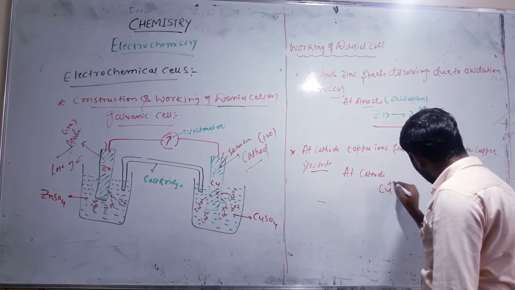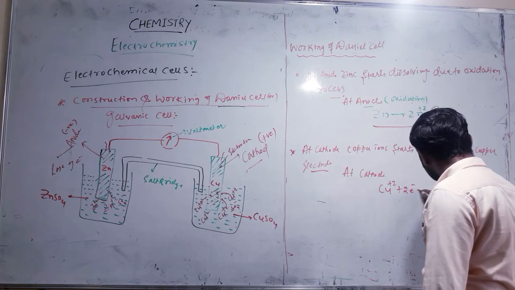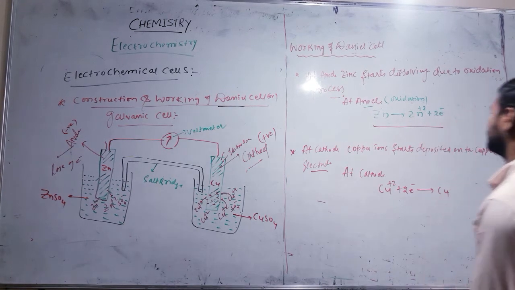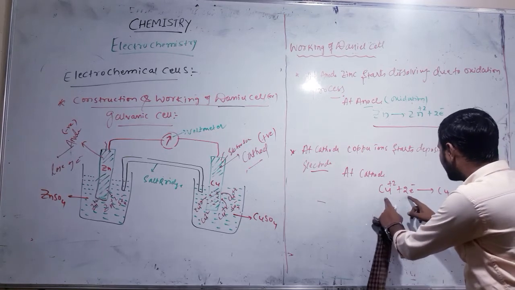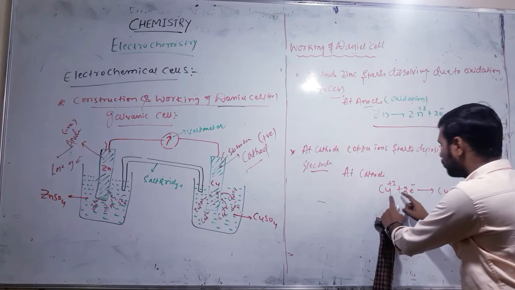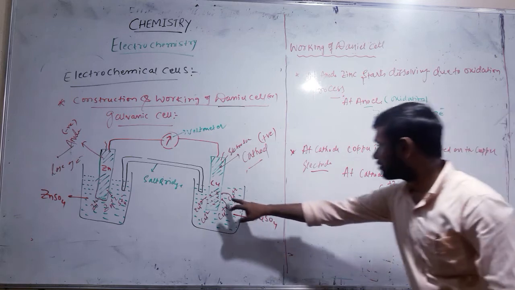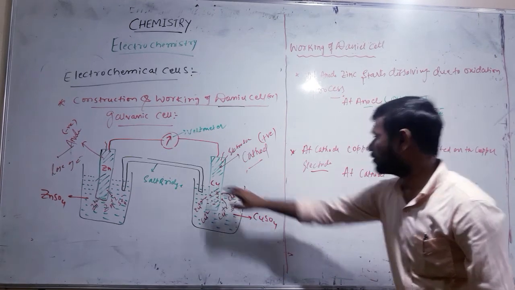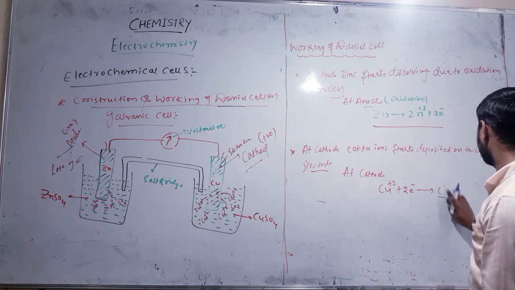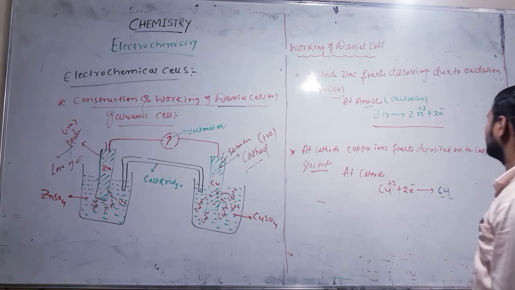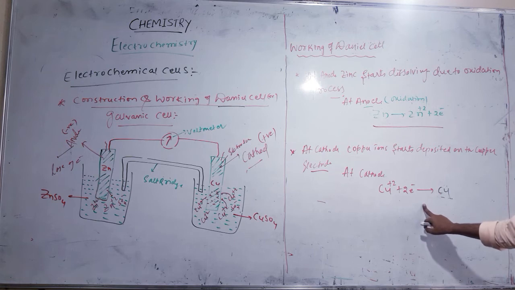Cu²⁺ plus 2 electrons gives rise to copper. See, very simple. At the cathode, क्या हो रहा है? 2 electron को gain करके, 1 copper जाके इसके ऊपर बैठ रहा है. That's why this is a copper. Okay? Like this type, whatever the reaction is going to be processing.